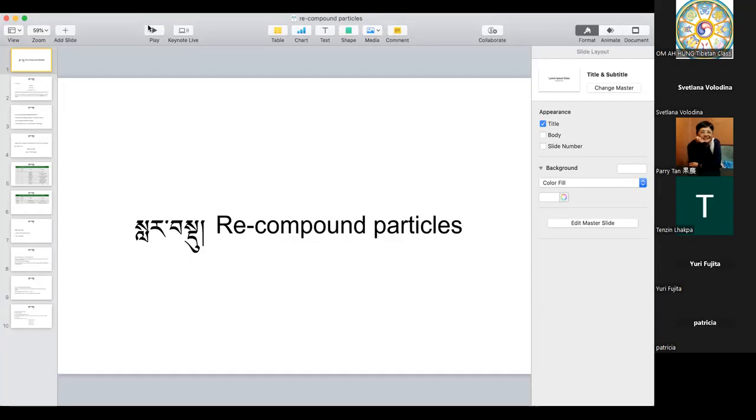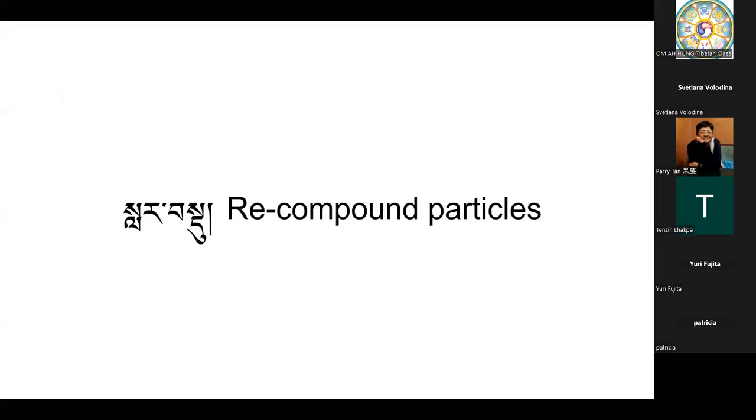We are going to study the recompound particles, very important particles, and the first of the eight dependent particles. So, what are dependent particles? We have already discussed what dependent particles are. Dependent particles are the particles which have to depend on not only one factor, but two factors.